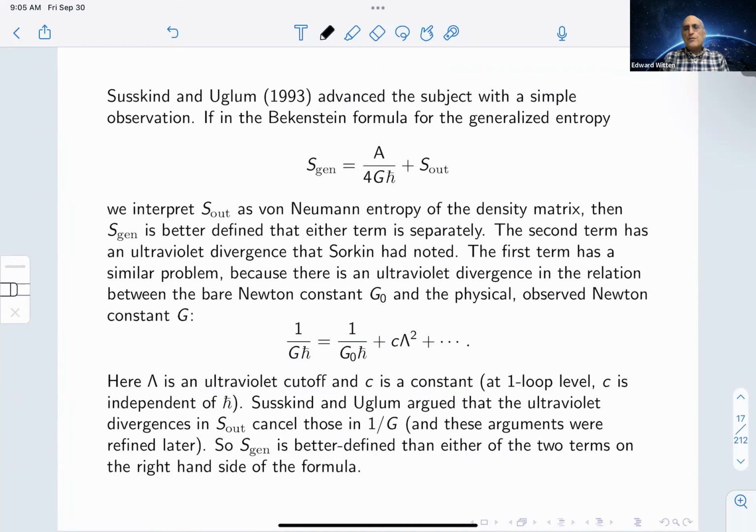We can take that to mean that the entropy of a region is better defined in gravity than it is in ordinary quantum field theory. Without gravity, if you try to compute the entropy of a region, you get Sorkin's ultraviolet divergence. If instead you use the Bekenstein formula, the divergences cancel, as shown originally by Susskind and Uglum. So gravity somehow makes the entropy of a region better defined than it would be without gravity. And that's something we'll discuss further later.